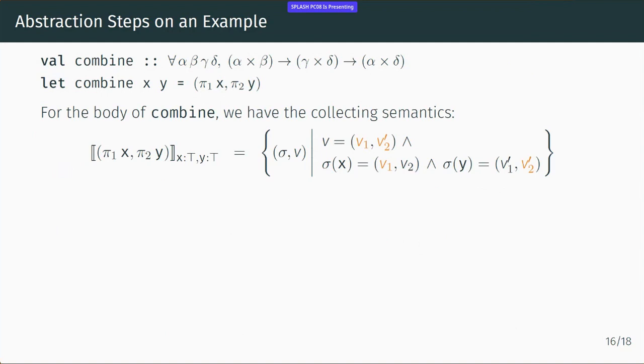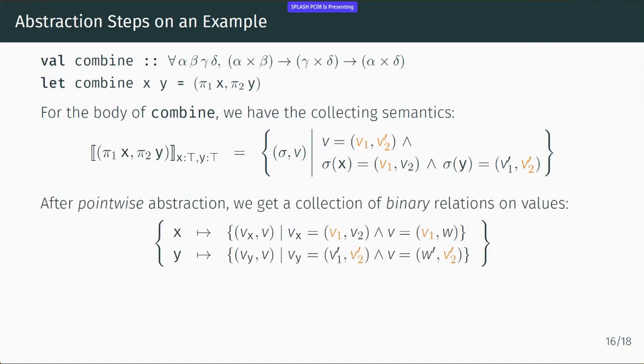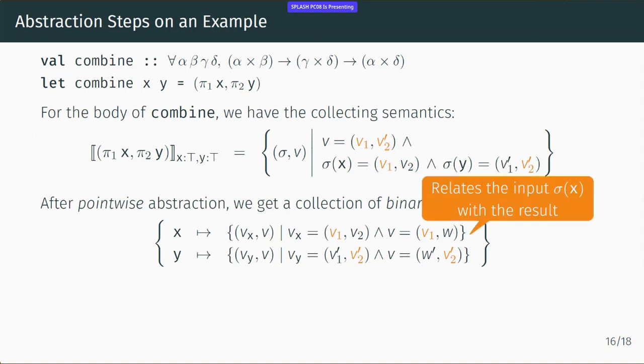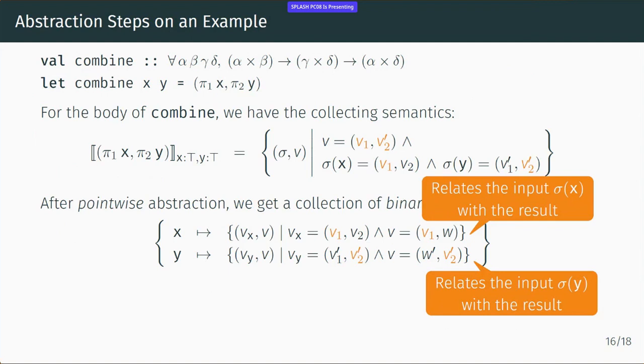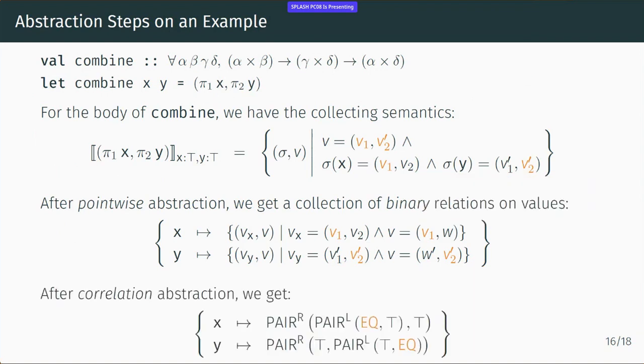Then, after the first abstraction step, we get two relations, one for X, that relates the input X to the output value. So here it just says that X and the value have the same first component. Similarly for Y, it says that Y and the output value have the same second component. And during the last step of the abstraction, we replace these two binary relations by the combinators we have used. But this time, these are pieces of syntax. Okay, and in this case, it takes this form.